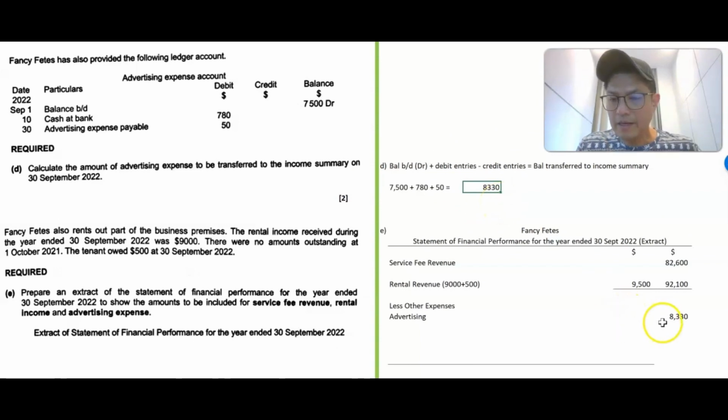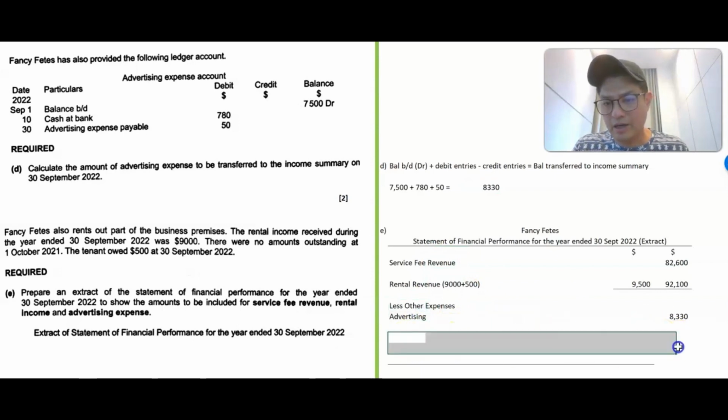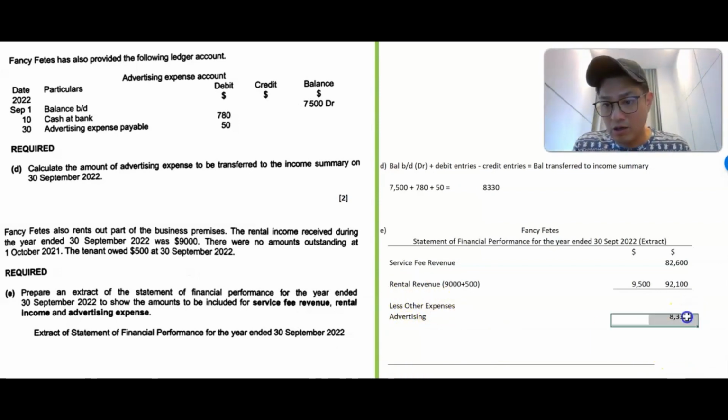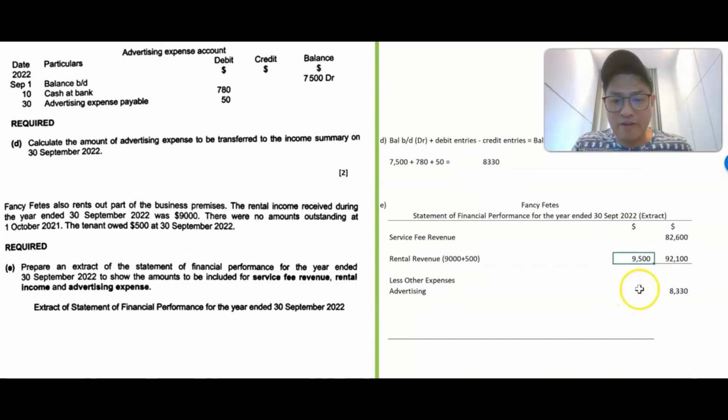8,330. Now remember, a statement of financial performance is essentially trying to tell you, when you have your revenues and you have your expenses, what's the residual profit, right? So this is the same thing. Revenues less expenses equals a line called profit, but we're not showing this here because this is an extract and there may be other expenses, so we don't need to show what the profits are. Okay, so let me explain how I got this 9,500, right?